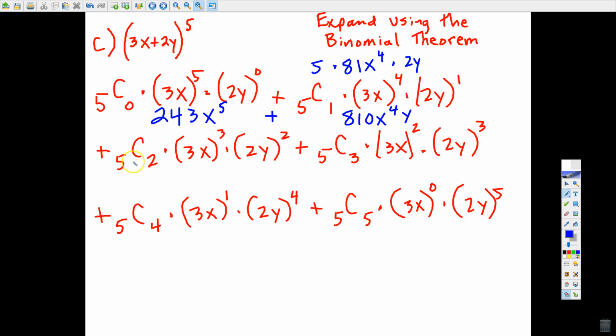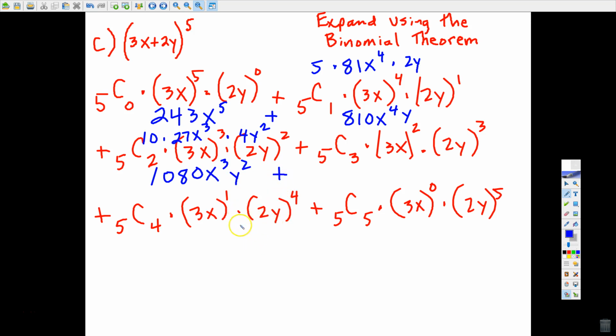Okay, here we are at 5c2. What is 5c2? 10. What is the monomial 3x raised to the 3rd? Chris, what is that? 3 to the 3rd times x to the 3rd. Okay, and what's this going to be, Chris? 2 times y to the 2nd, squared. All right, put it all together. 10 times 27 times 4. What is it? 1080. x cubed, y squared.